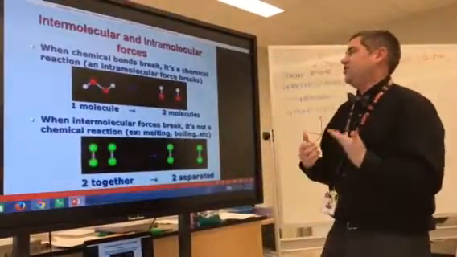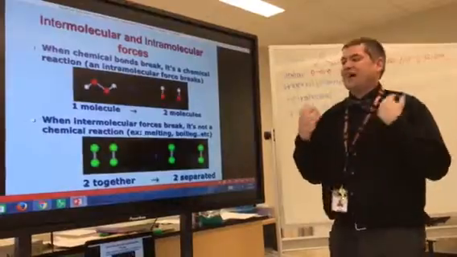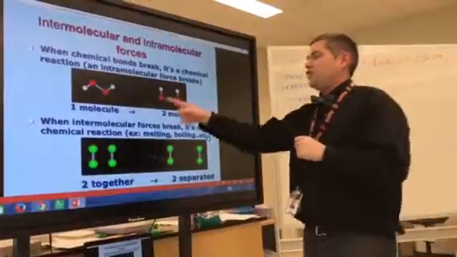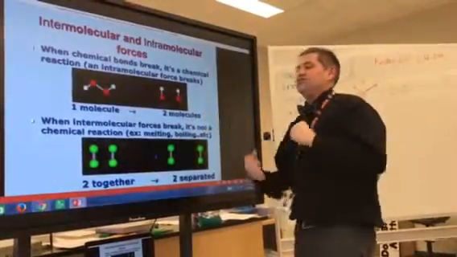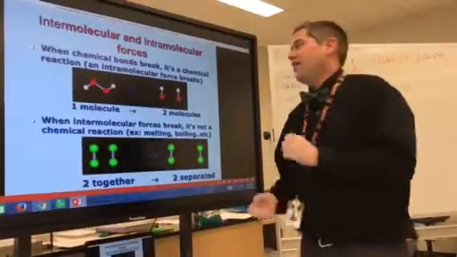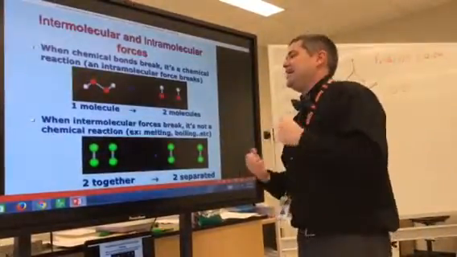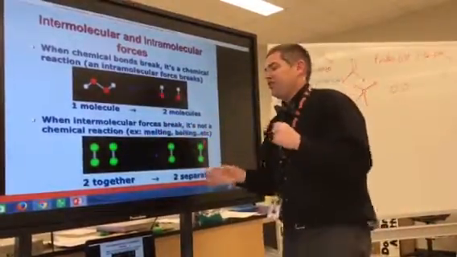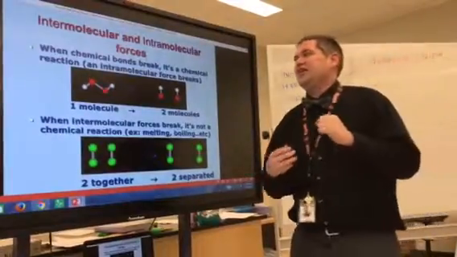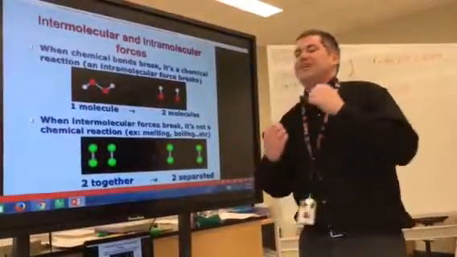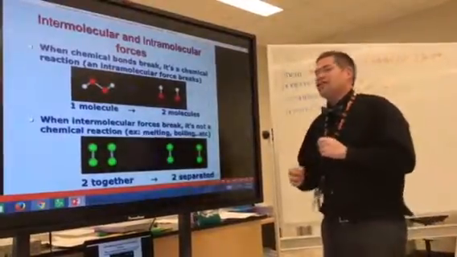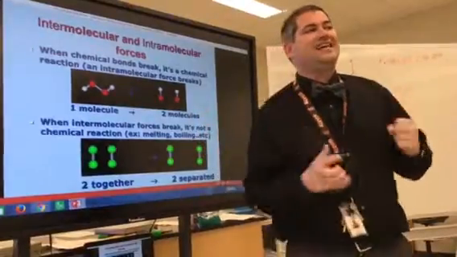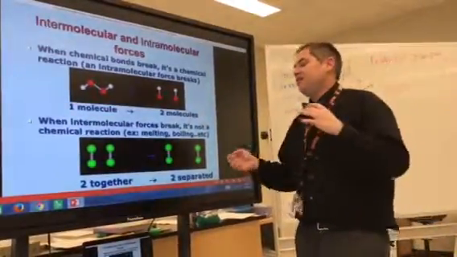When an intramolecular force breaks, we have to have some form of energy to break that bond. One molecule breaks into two molecules. That's a chemical reaction. When intermolecular forces break, it's not a chemical reaction. Example, melting, boiling. So we are not dealing with intramolecular forces, we are dealing with intermolecular forces. Think of changing one state to another state. The molecule stays the same, it just is a different form.